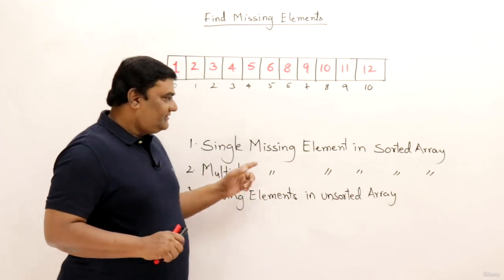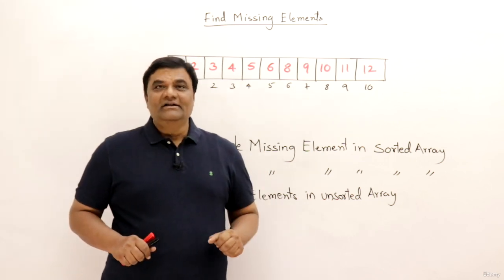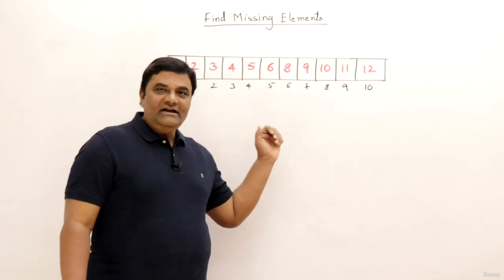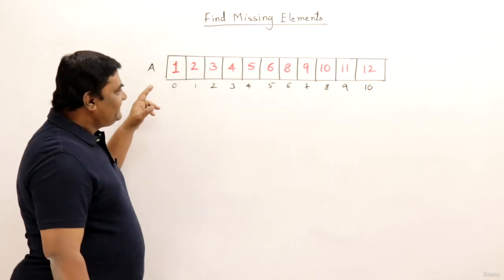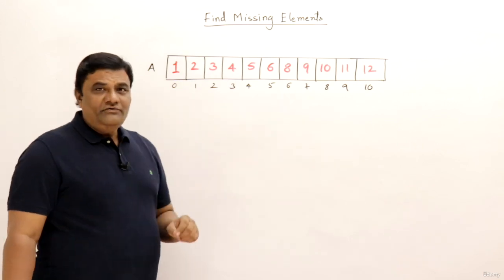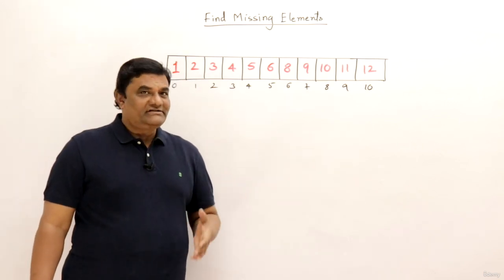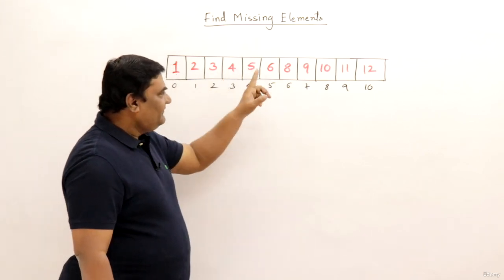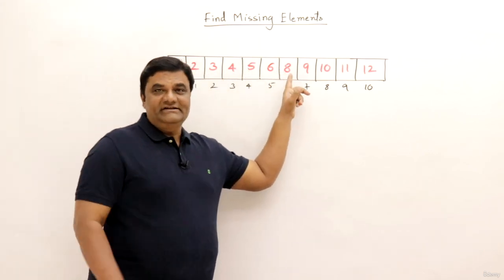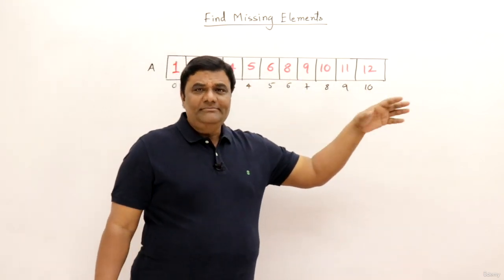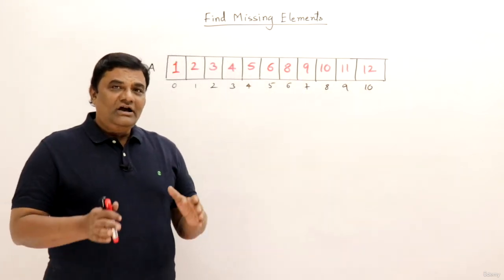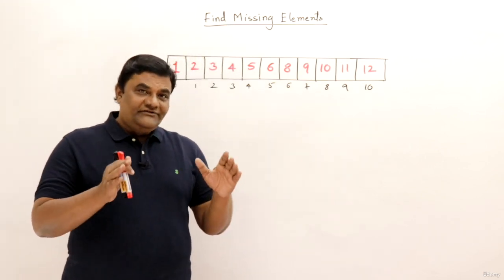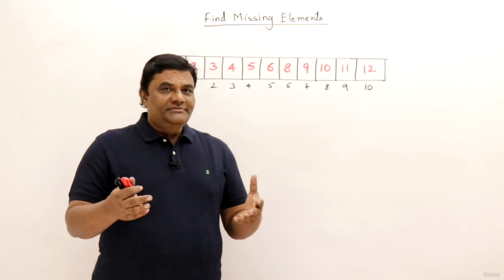So let us start with the first one, finding a single missing element in a sorted array. Here I have an example array with a sequence of elements, and these are actually the first n natural numbers. So the sequence is starting from 1 onwards. So if you see the elements 1, 2, 3, 4, 5, 6, then 7 is missing, then 8, 9, 10, 11, 12. Up to 12 I have taken some numbers. Now I have to find out that one number, that is 7, is missing in the sequence of first n natural numbers. So what should be the procedure?